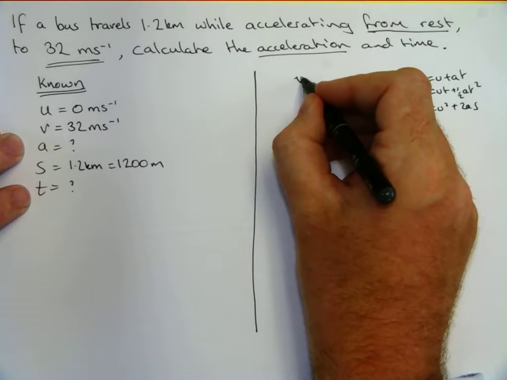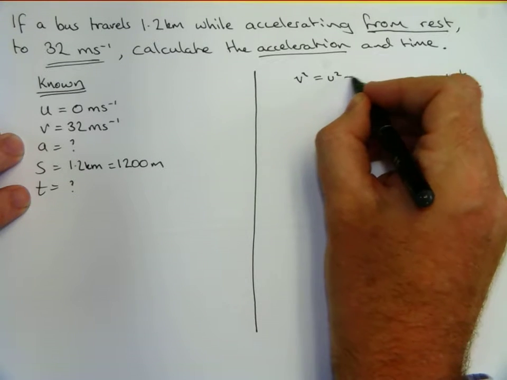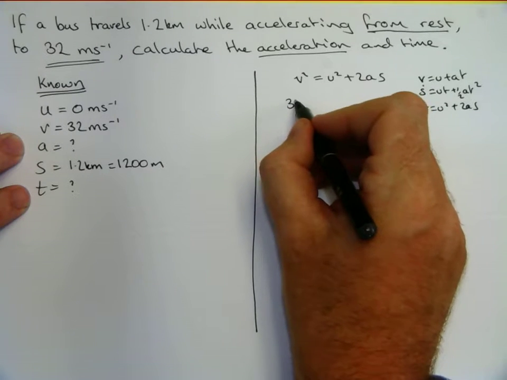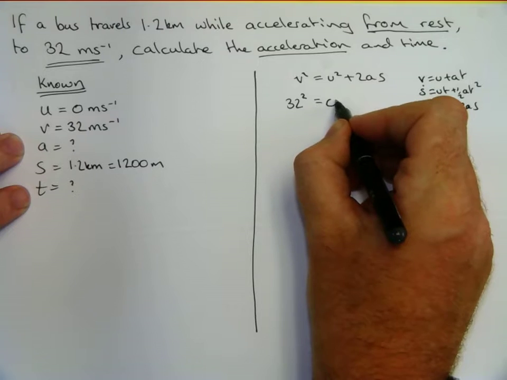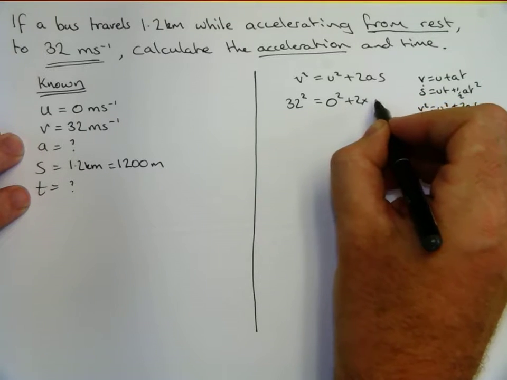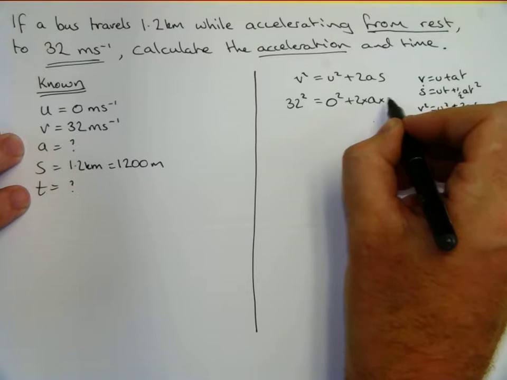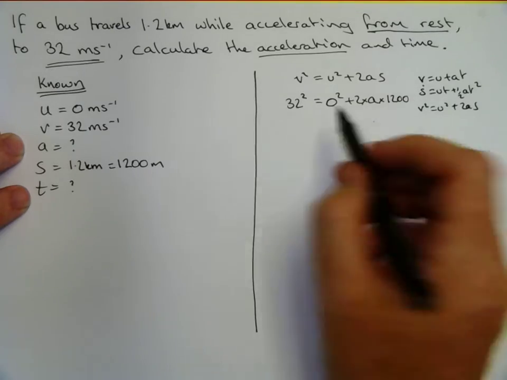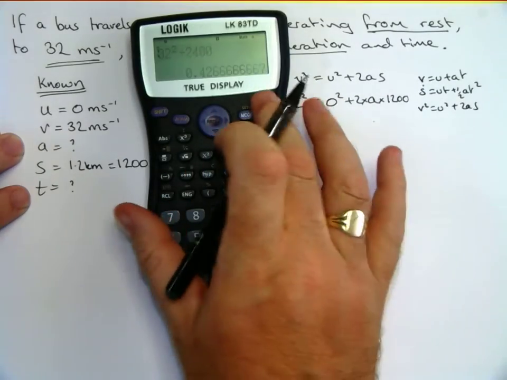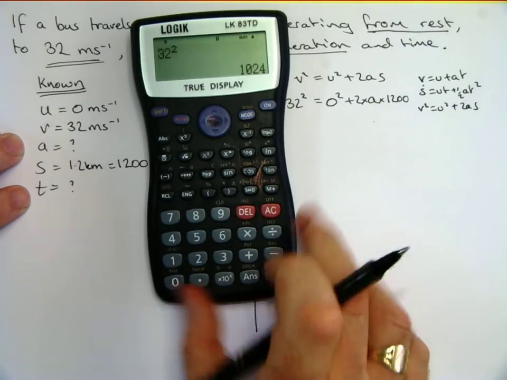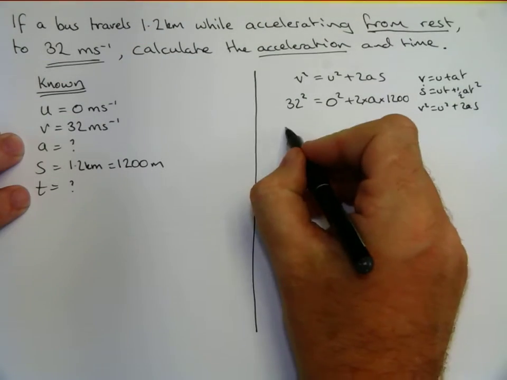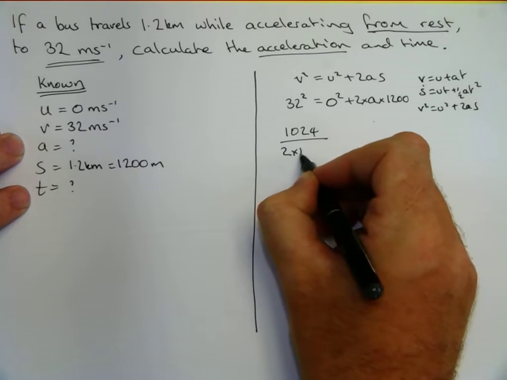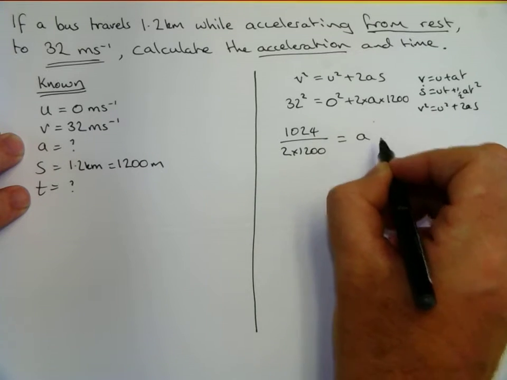So let's do that. v squared equals u squared plus 2as. So the v was 32 squared equals u squared plus 2 times the acceleration a times the displacement of 1,200. So that part is 0, that's okay. So 32 squared, let's just do this. 32 squared, 1024. So 1024 divided by 2 times 1200 equals a.